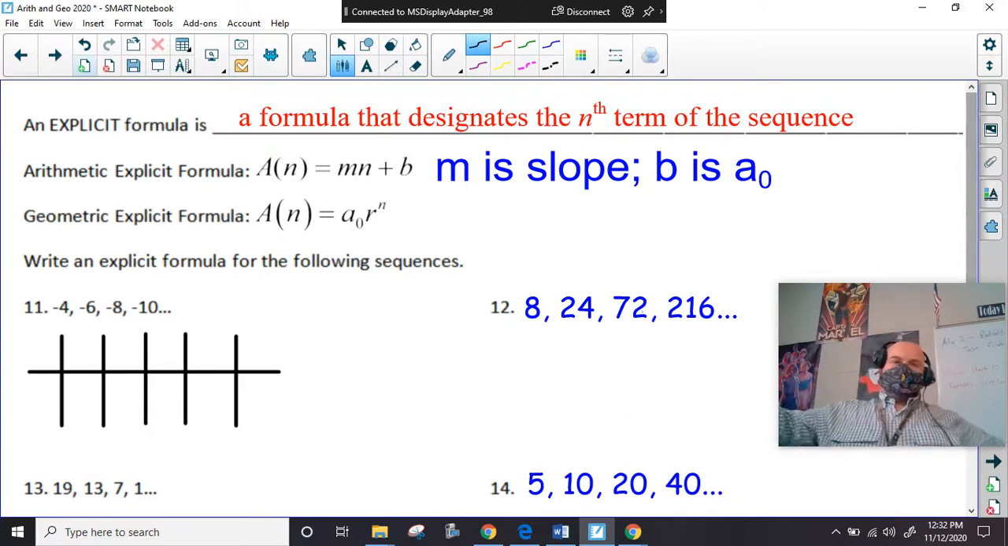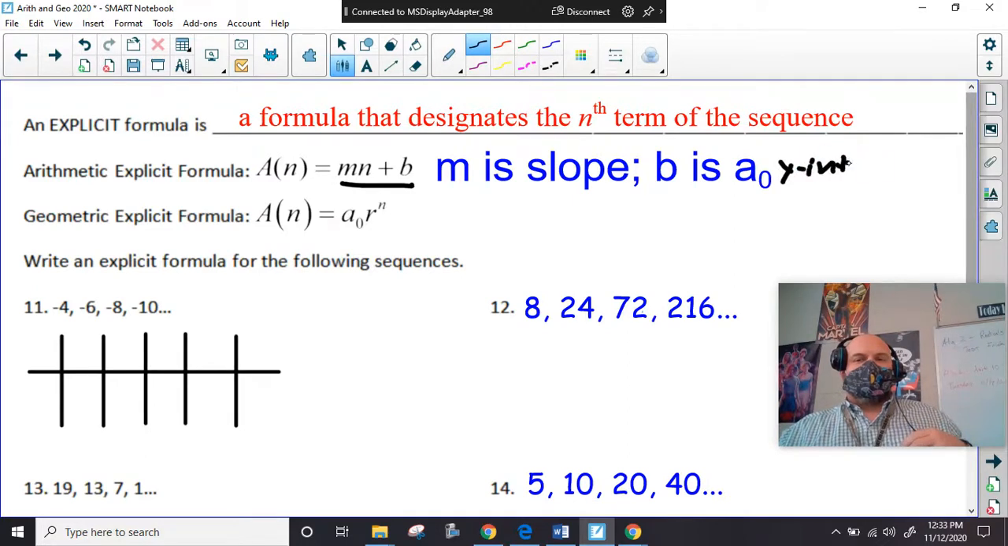Now, it designates the nth term of the sequence. Nth is just like whatever. What's going to be the 80th term of the sequence? Okay. And this is where it varies. That's why I said arithmetic is like linear. We still have our m, we still have our b. And this a sub 0 is like our y-intercept. Okay, our 0 term.